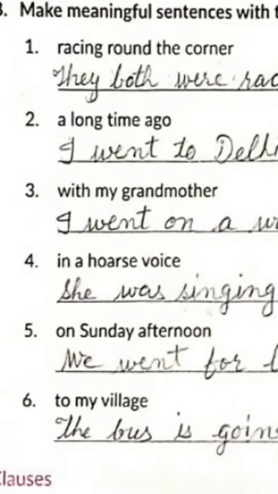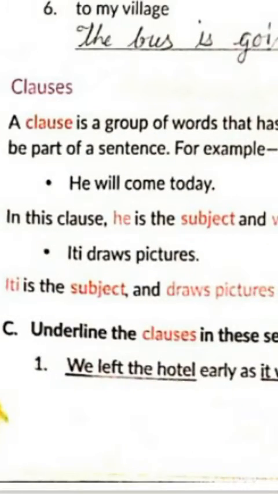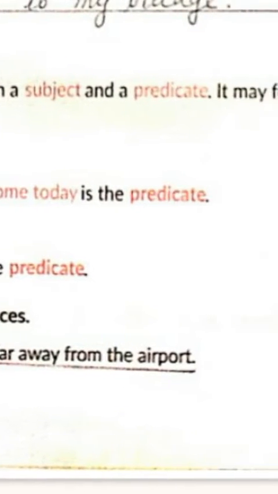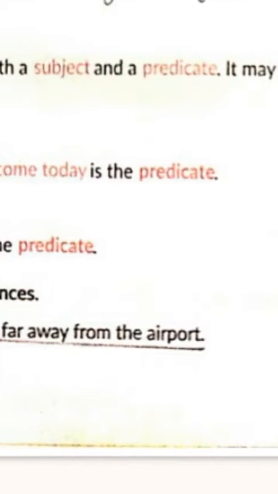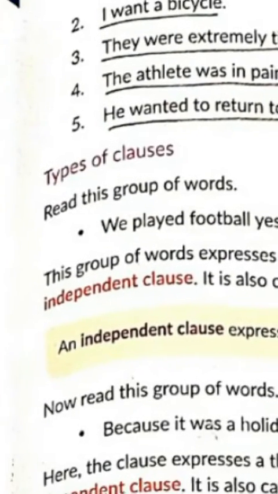Okay. And the next thing is clauses. A clause is a group of words that has both a subject and a predicate. It may form a sentence or be part of a sentence. Read these examples.